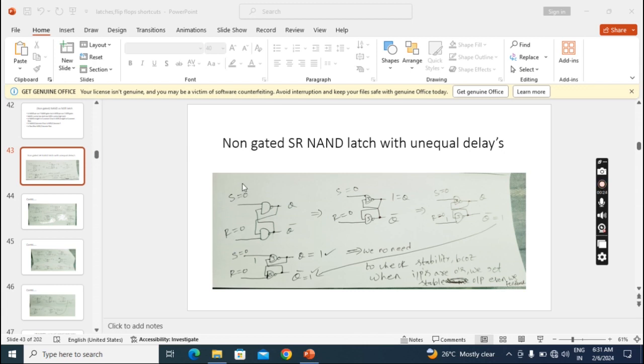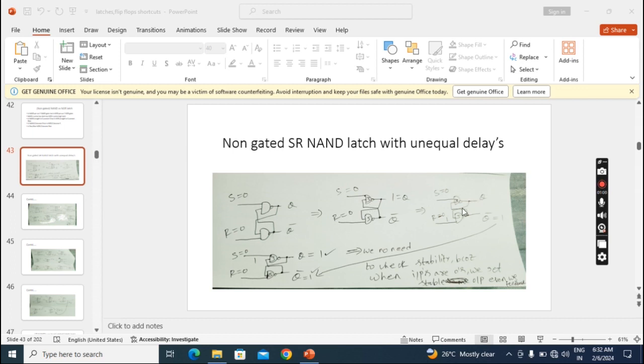Suppose now I applied 0 0 to S0 R0, and the outputs are Q and Q bar. Here I take that the top gate has less delay, so it is faster than the below gate. Whichever gate is faster, with less delay, first we have to take the output of that gate, because it will give the output first, right? So this is 0. If any input is 0, I will get 1. I am showing this in this diagram.